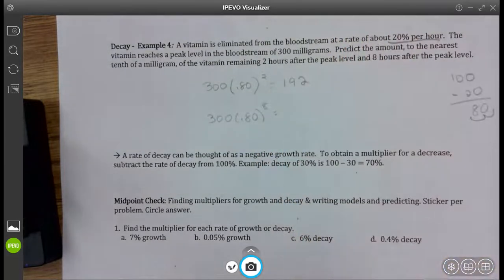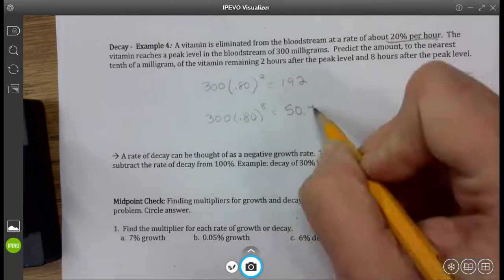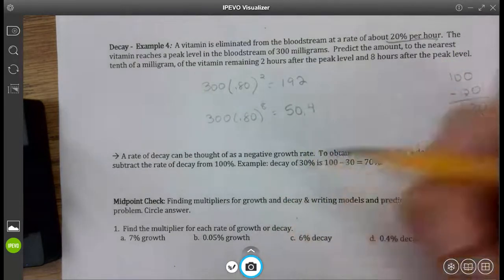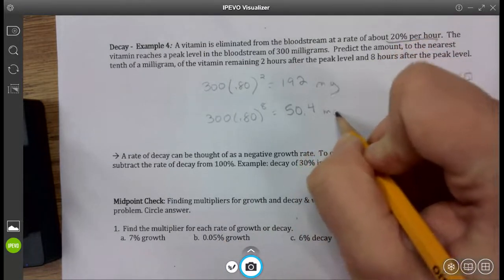192. And then after 8 hours, 50.4. I round to 0.4 in the medical industry because you don't want to round down, you want to round up. But if you put 0.3, that's fine too. So that's how many milligrams are left.